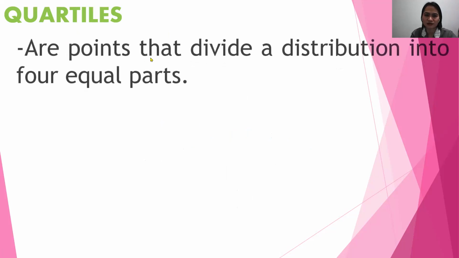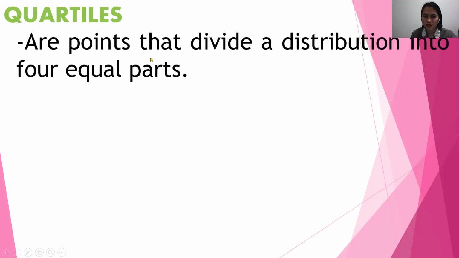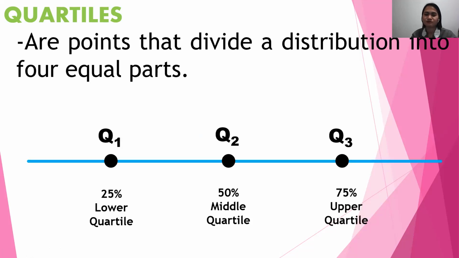So what is quartiles? Quartiles are points that divide a distribution into 4 equal parts. So what do you think? Why 4 equal parts? From the word quart, which means 4. That's why for quartiles, we divide the distribution into 4 equal parts.